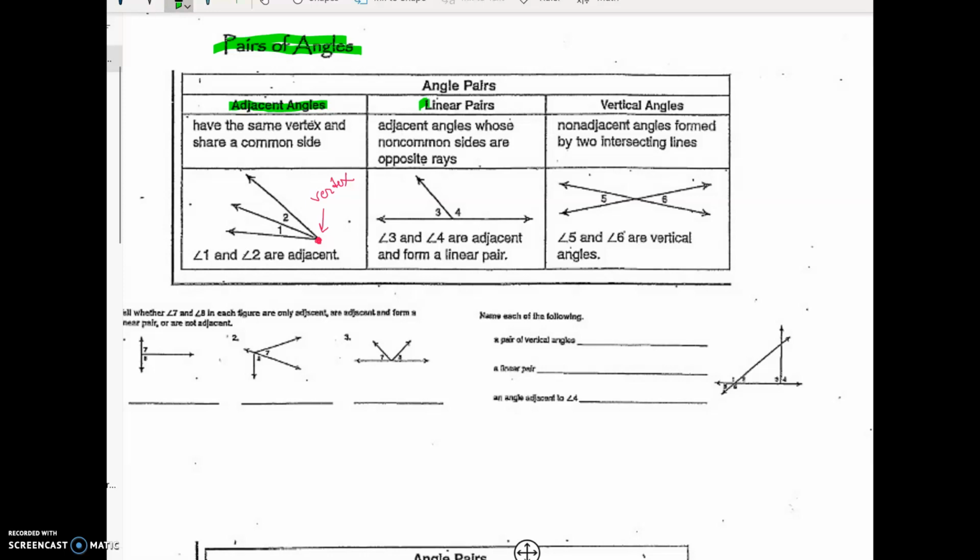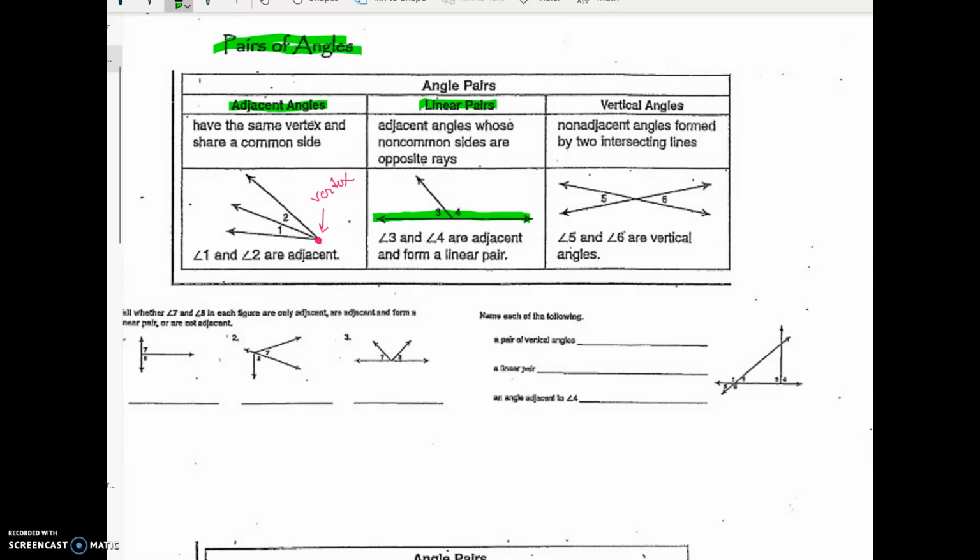Let's go to the next pair. The next one we call a linear pair. Now, linear pairs are adjacent, so they have to be adjacent to each other. And if we notice here, angle 3 and angle 4 are adjacent, but they form a linear pair because they have opposite rays. So they basically form a straight line, or a 180-degree line. And we would say they are adjacent, but we could also say they're a linear pair. So a linear pair would be more accurate than just to say adjacent in this case.